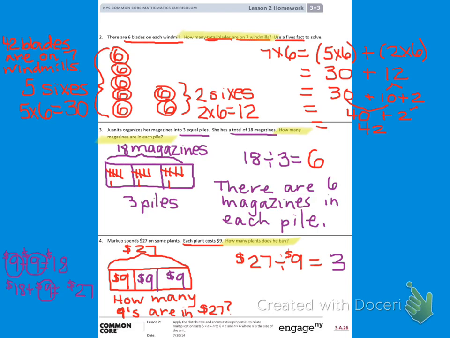Now it's time to answer the question in words. How many plants does he buy? He buys 3 plants. Remember, the strategy for solving word problems is always read, draw, write.